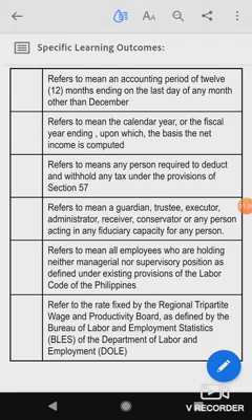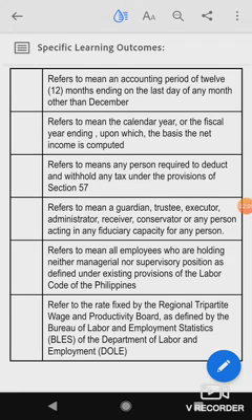The first refers to an accounting period of 12 months ending on the last day of any month other than December. The second choice refers to the calendar year or the fiscal year ending upon which the basis the net income is computed. The third definition refers to any person required to deduct and withhold any tax under the provisions of Section 57 of the tax code.